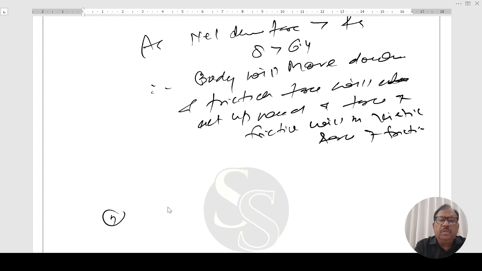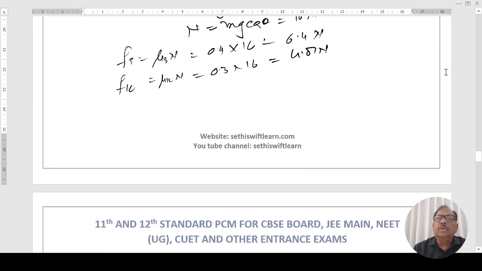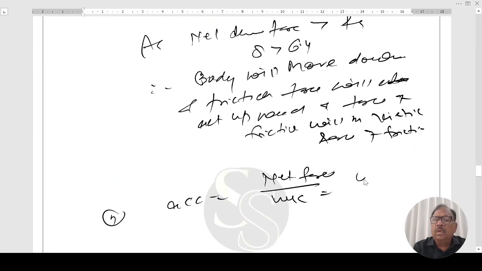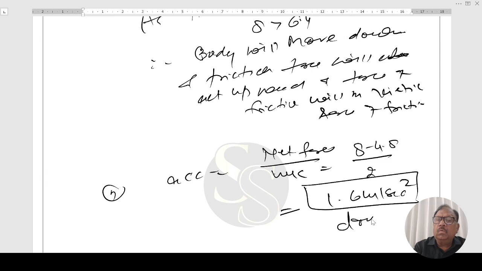Part B, acceleration is equal to net force divided by the mass. The net force is 8 minus 4.8, divided by 2. On simplification, this comes out to be 1.6 meter per second squared downward. In this case, we have taken kinetic force of friction, Fk, because motion has started, right?